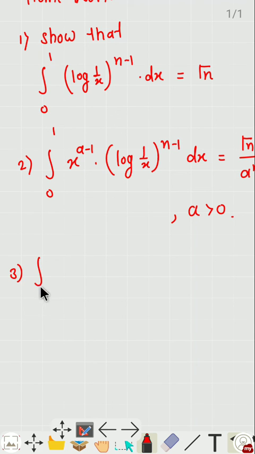Now the third question is, show that integration from 0 to 1 of dx upon square root of minus log of x is equal to root pi.